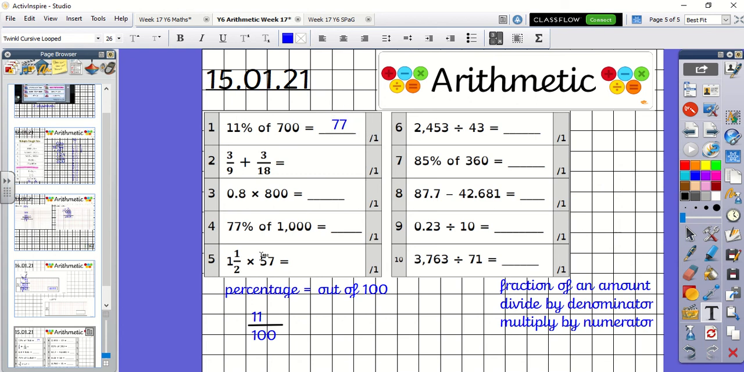Okay, so turn your percentages into fractions out of 100, because percentage means out of 100, and then you can find fraction of an amount by dividing by the denominator and then multiplying by the numerator. Okay, I hope that's all okay for you.